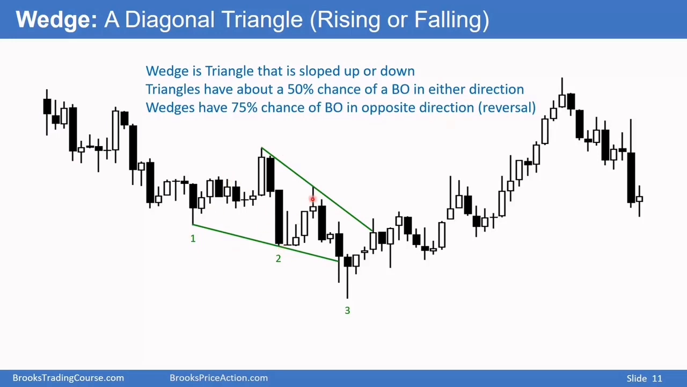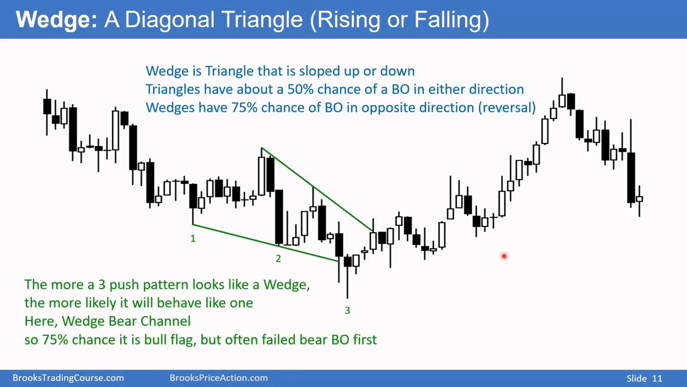A reversal up, a third reversal up. To me, that is a wedge bottom in a bear trend. 60% chance or more, probably 70% chance, you're going to get at least a minor bull breakout. Unlike a triangle, a horizontal pattern, you have a 50-50 chance of a downside breakout, 50-50 chance of an upside breakout. When the triangle is angled and I start calling it a wedge, there's a 75% chance that the breakout will be in the opposite direction. If I see a wedge that's going down, 75% chance I'll get a bull breakout, a reversal.